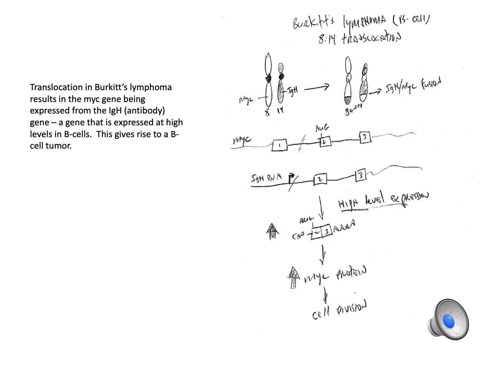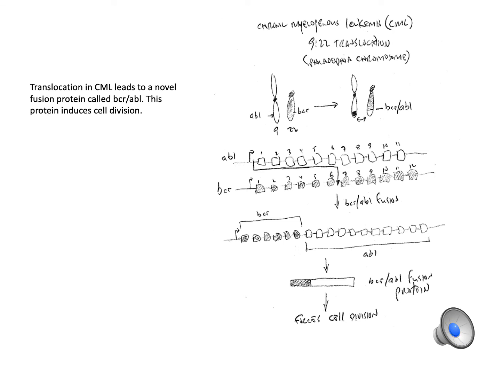Let's look at a different type of translocation. Okay, so this next translocation is a little bit more complicated. We'll walk through it. But ultimately, this translocation is going to lead to an altered or modified protein. In the case of the MYC expression with the translocation, it didn't change the structure or function of the protein. It only changed the amount of the protein in the cell.